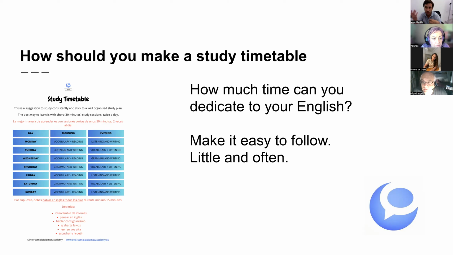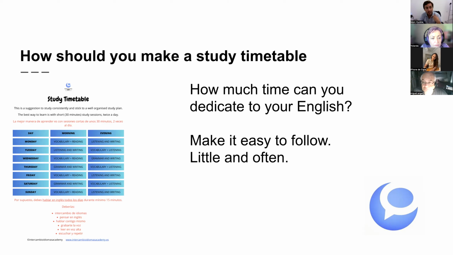15 minutes in the morning, 30 minutes in the afternoon. And you need to vary the tasks. Make it easy to follow. Study little and often, because you need to organize your time, and also make it consistent. You do it every day. It is better to do 15 minutes, 15 minutes, 15 minutes, 15 minutes every day in the week than only study on a Sunday. So we need it to be consistent. Right.